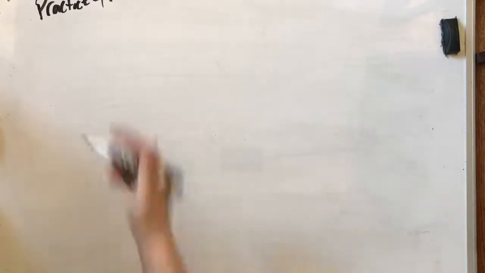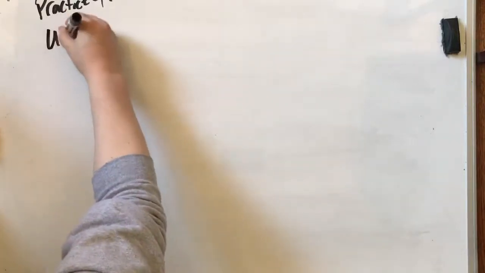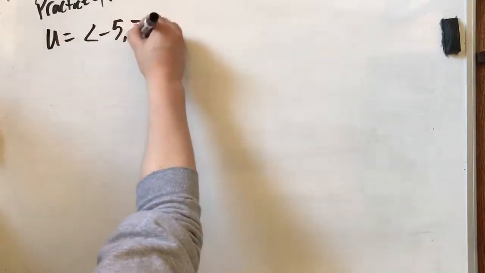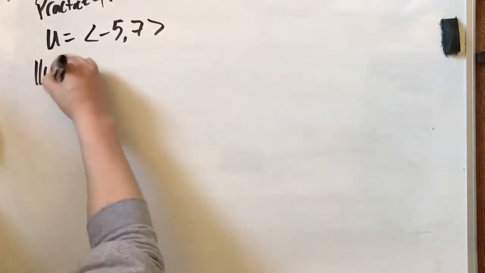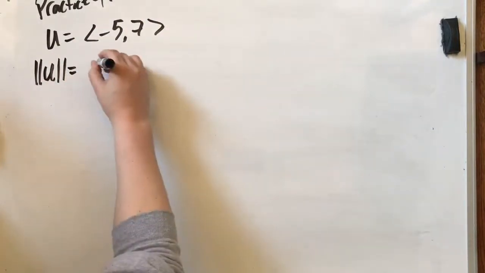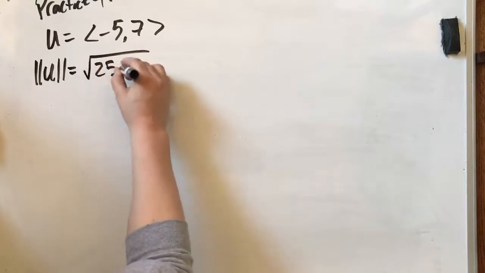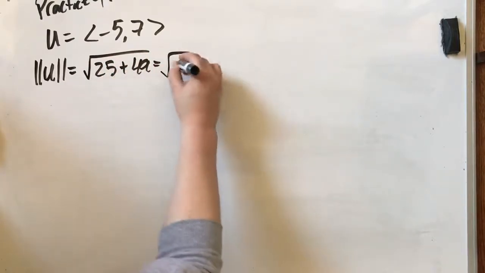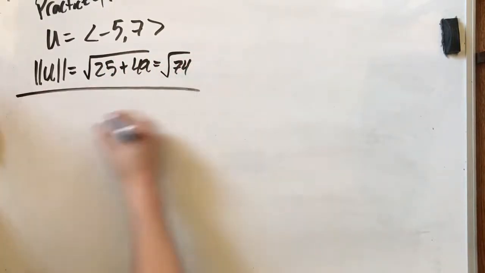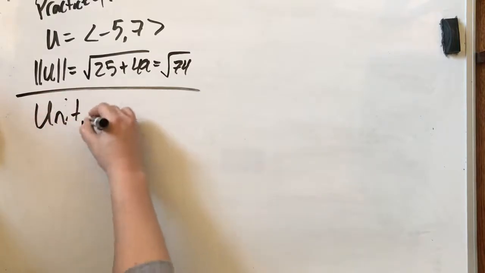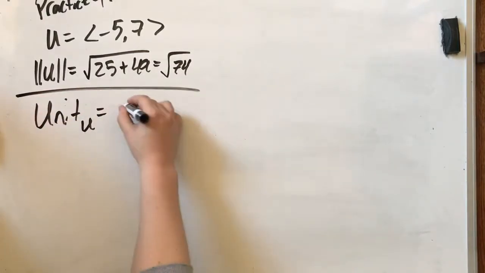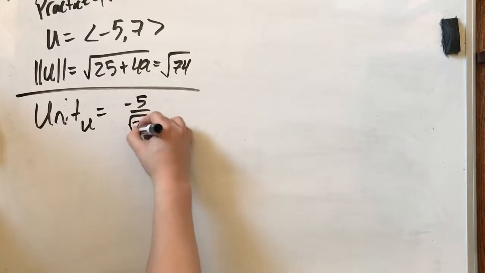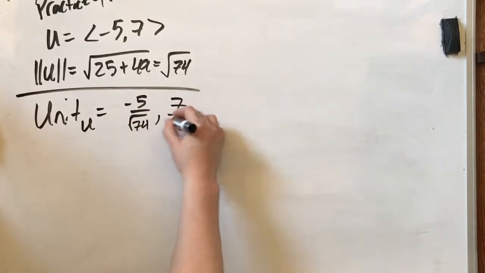So we're going to capture that vector for u, and then we're just going to multiply it by 5. So starting off with u, which is -5, 7, I can find its magnitude by just doing the square root of 25 plus 49, so that is the square root of 74. So now the unit vector for vector u is going to be -5 over the square root of 74 and 7 over the square root of 74.